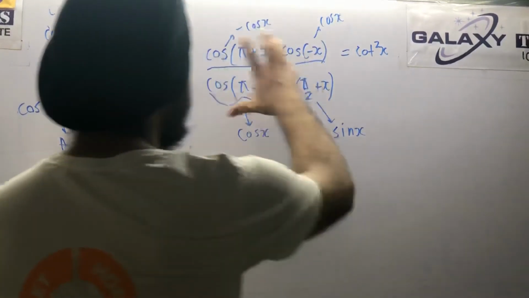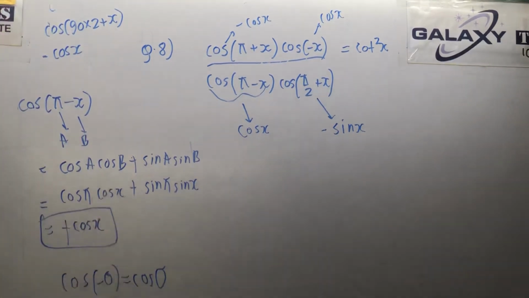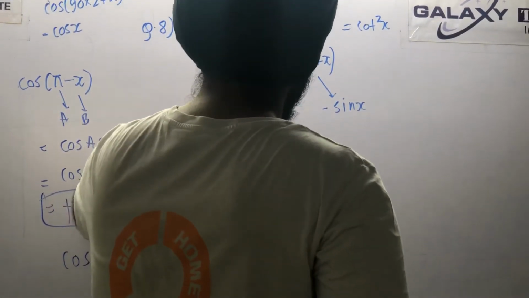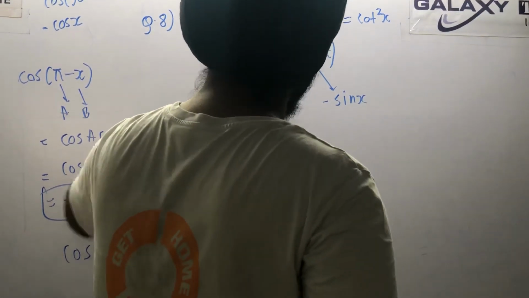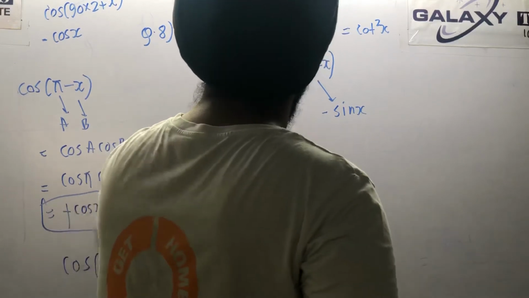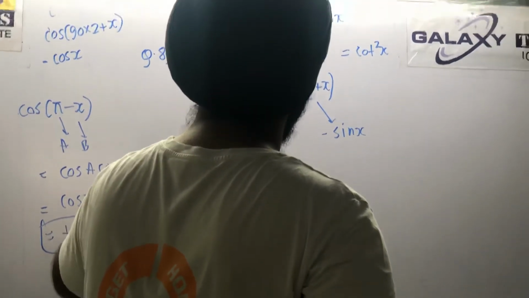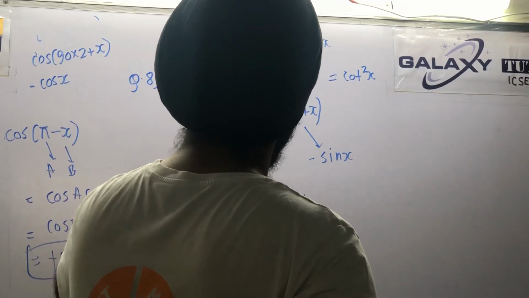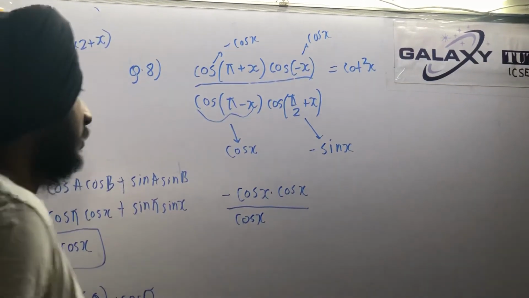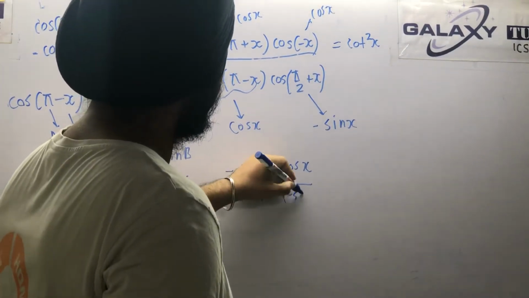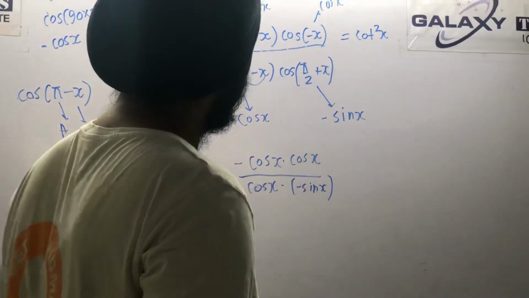Now we have simplified all the values. Just now solve the values. So minus cos x into cos x upon cos x, into minus sin x.